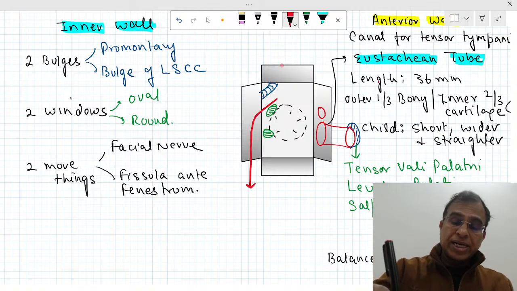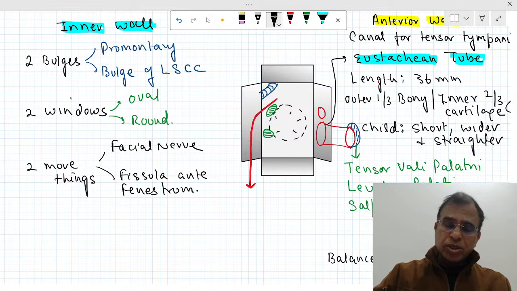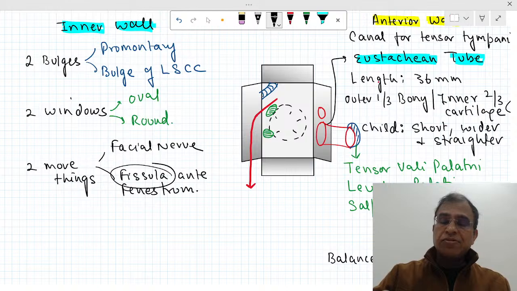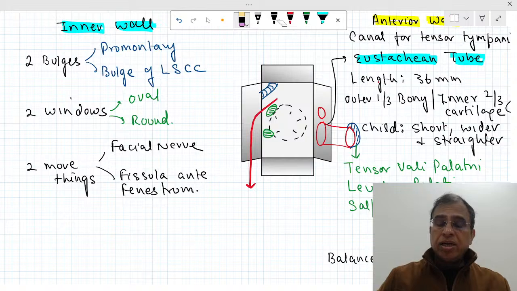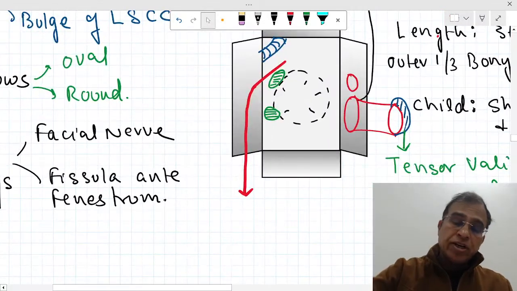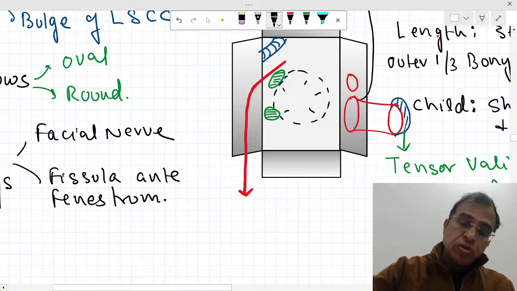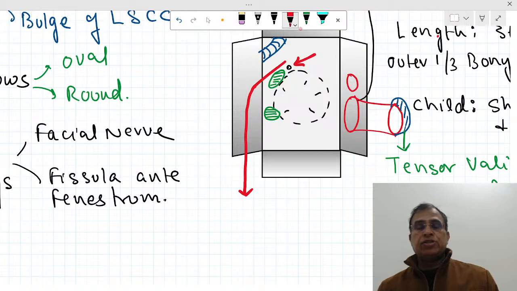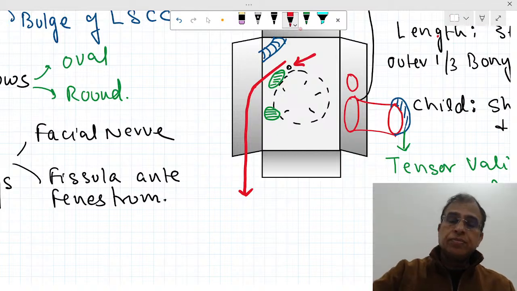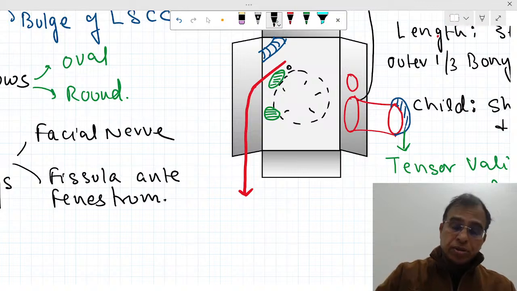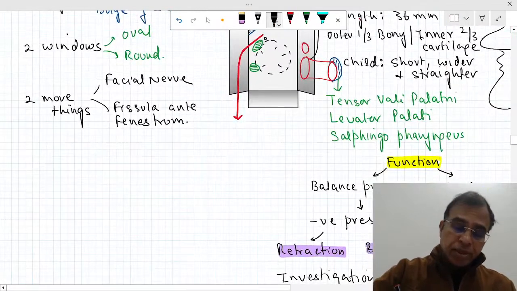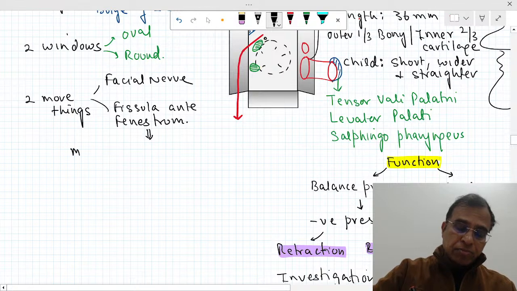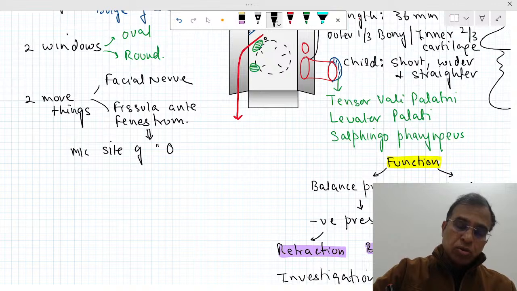And then there is the fissula antefenestram. What does the word fissula mean? Fissula stands for a small cleft. So there is a very tiny microscopic fissula in front of the oval window. Here, see, if I draw a fissula in front of the oval window, this is the fissula antefenestram, very small. But why is this fissula important? Do you know why? This fissula is important because it's the most common site of a very popular disease called otosclerosis.